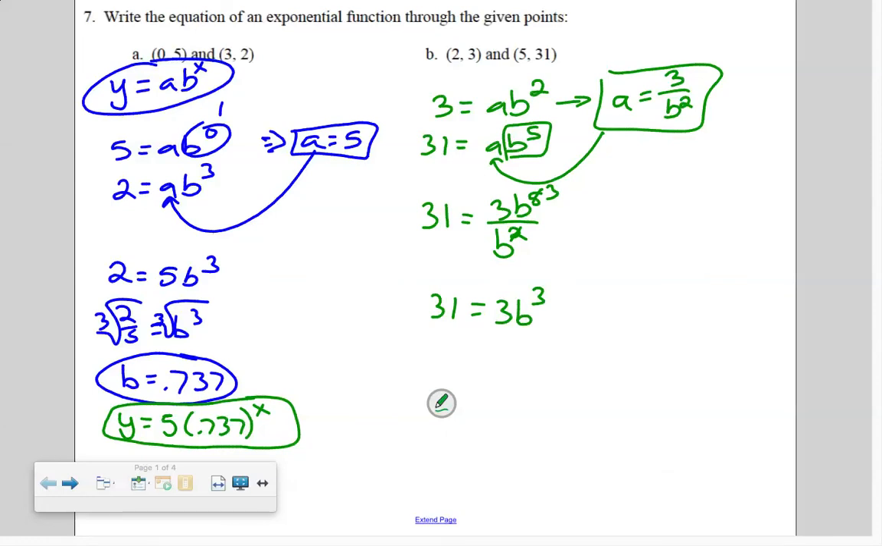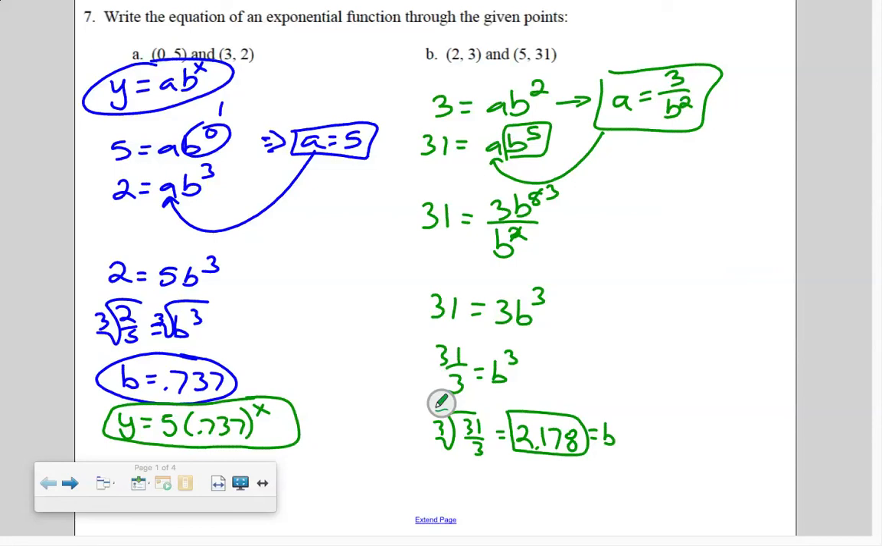Well, now it's just similar to the problem we did earlier. Divide by 3, take the cube root. So we get 31 over 3 equals b cubed. The cube root of 31 over 3, let's try this out here. We get 2.178. This is our b value.